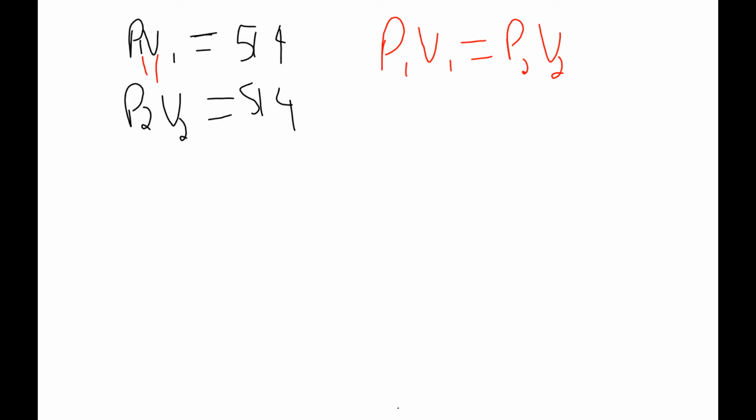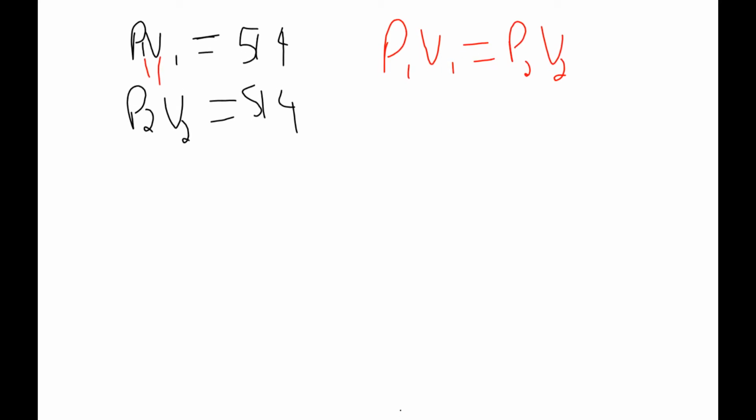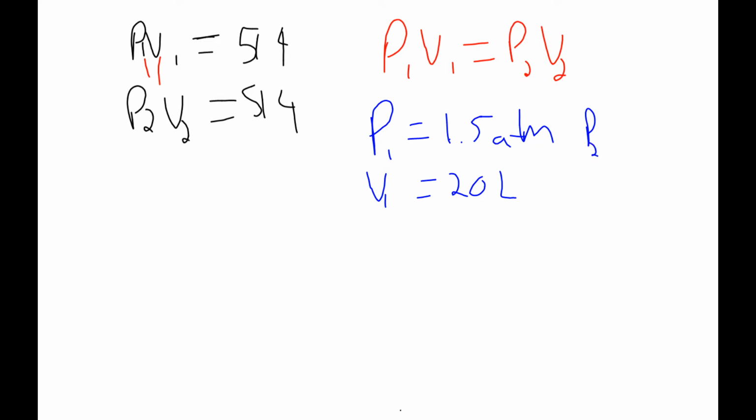Okay, so let's say we have this problem right here. We've got a gas that starts off with a pressure of 1.5 atm, and the volume of 20 liters, and the pressure changes to 700 mmHg, so 700 millimeters of mercury. And what we're trying to find is what is the resulting volume.